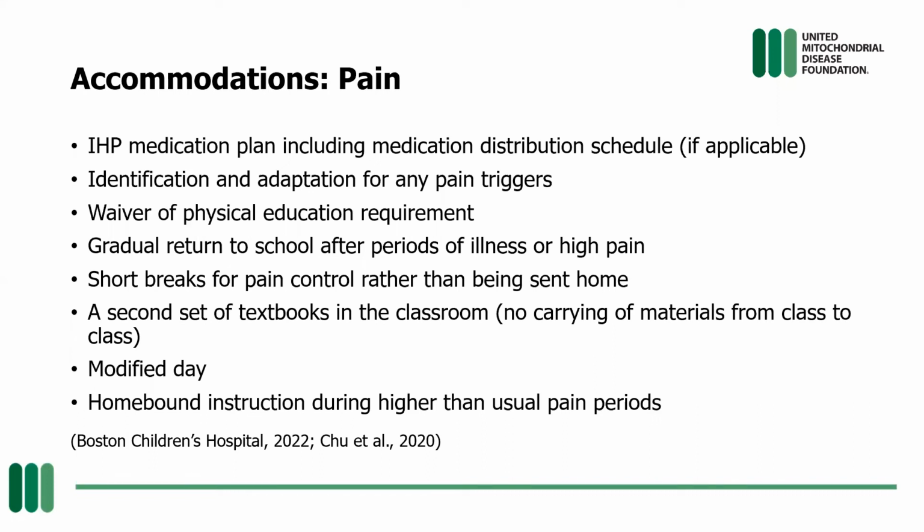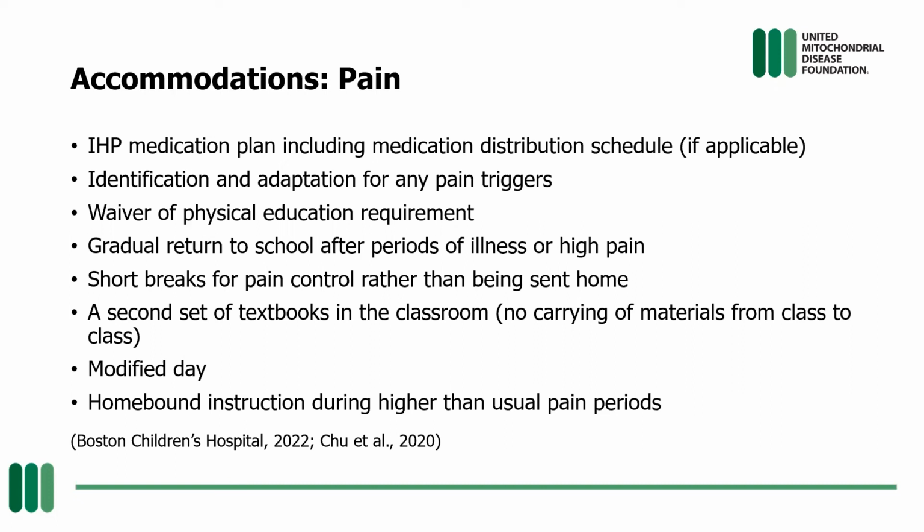So we need to identify and adapt for any pain triggers. Some of our older children don't have as many mobility issues, but they can still have pain triggers from having to climb stairs. So even though they don't necessarily have a mobility issue, they're still eligible for an accommodation to use the elevator, for example. We can also waive physical education. Each state requires that in high school, a child receive at least 1 credit for gym class. This can be totally waived due to pain.